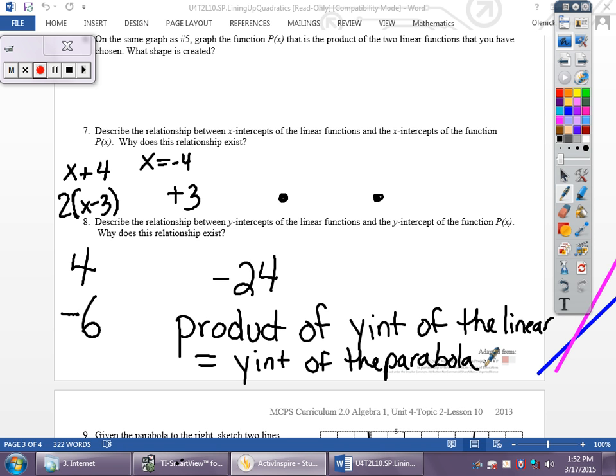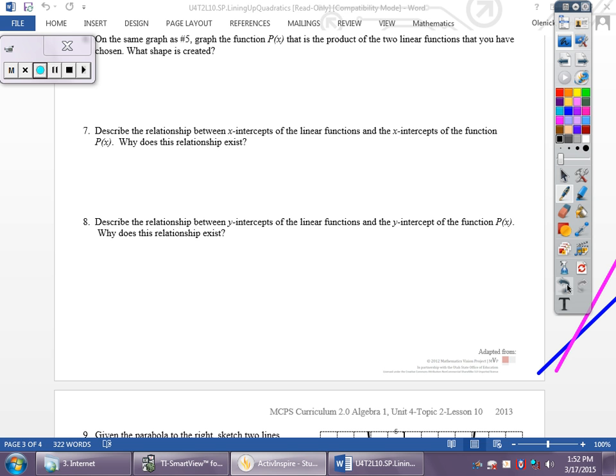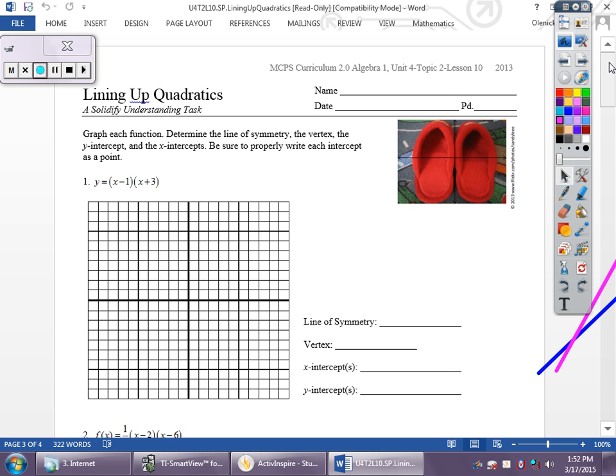So I just want to go back to the original couple of problems. So let's go back to the very beginning so you can see this pattern. So the y-intercept is the product of the y-intercepts of the linear equation. So let's go back in time. Remember, y-intercept is when x is 0. So if I replace this with 0, that's negative 1. Replace this with 0, that is 3. Negative 1 times 3 is negative 3, which was the y-intercept for this equation.